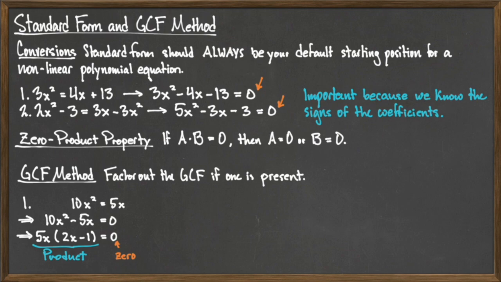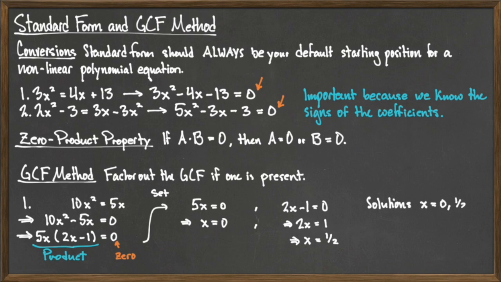So to do this, I'm going to split my left-hand side into two separate equations. 5x equals 0 and 2x minus 1 equals 0. Again, the reasoning behind this is as follows. If 5x times the quantity 2x minus 1 is equal to 0, then either one or the other needs to be 0. So the mentality here is that we started with one big equation and we ended up with two smaller equations, and solving these will give me the solutions. Solving these two equations is pretty straightforward.